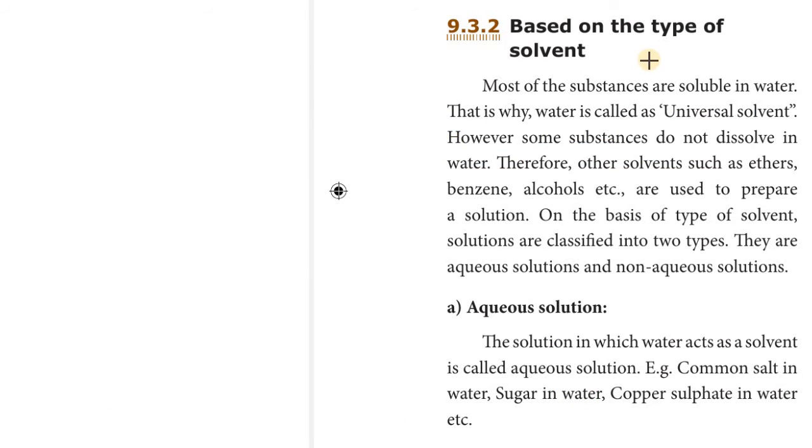Now we can also distinguish solutions on the type of solvent. Most of the substances are soluble in water. That's why water is called the universal solvent. However, some substances do not dissolve in water. Therefore, other solvents such as ether, benzene, alcohol are used to prepare solutions. On the basis of type of solvent, solutions are classified into two types. First is the aqueous solution, where water acts as solvent. Say for example, common salt in water, sugar in water, copper sulfate in water.